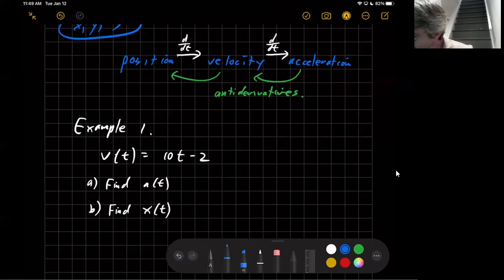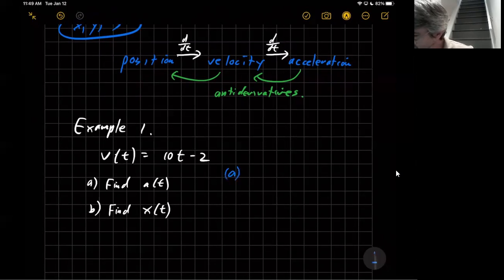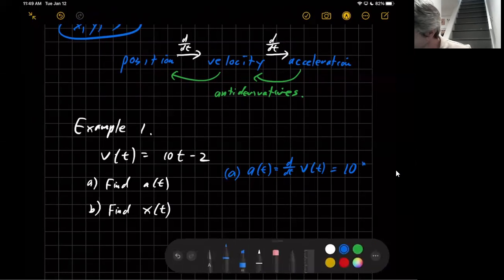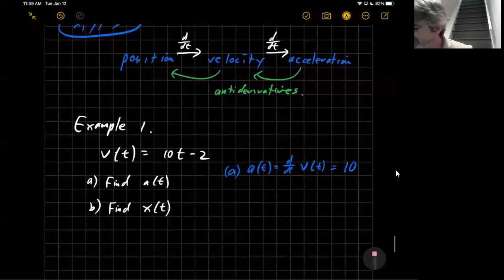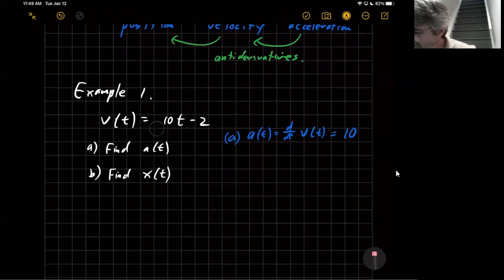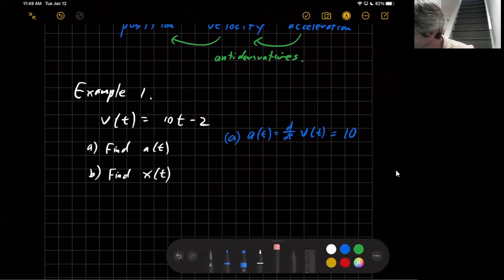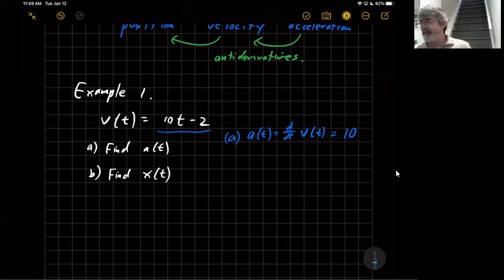For our solution for part A, A of t is equal to the derivative with respect to time of V of t. And hopefully you can see very quickly, that's just 10. This would be 10 meters per second squared according to our units, but I'll just write 10. So this linear equation for velocity ends up giving us a constant acceleration.